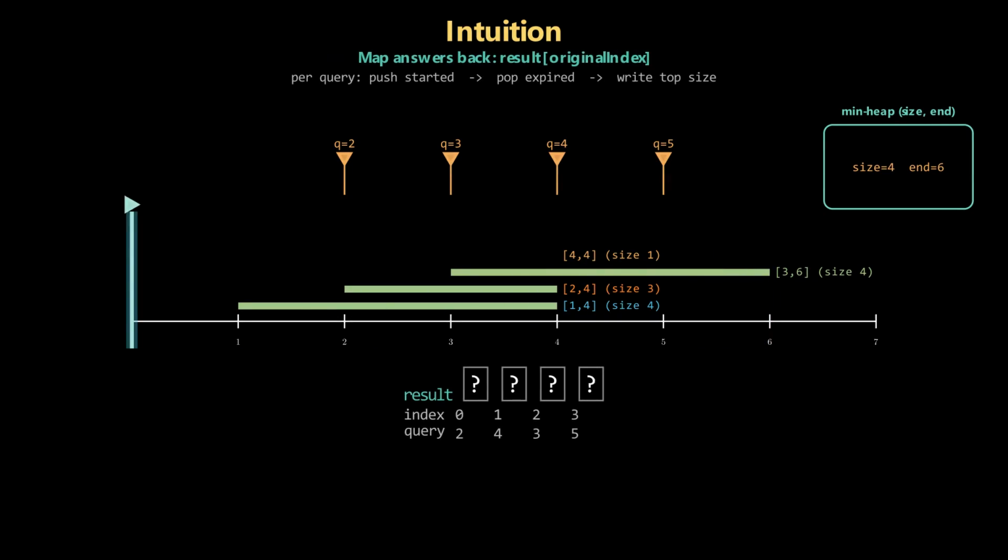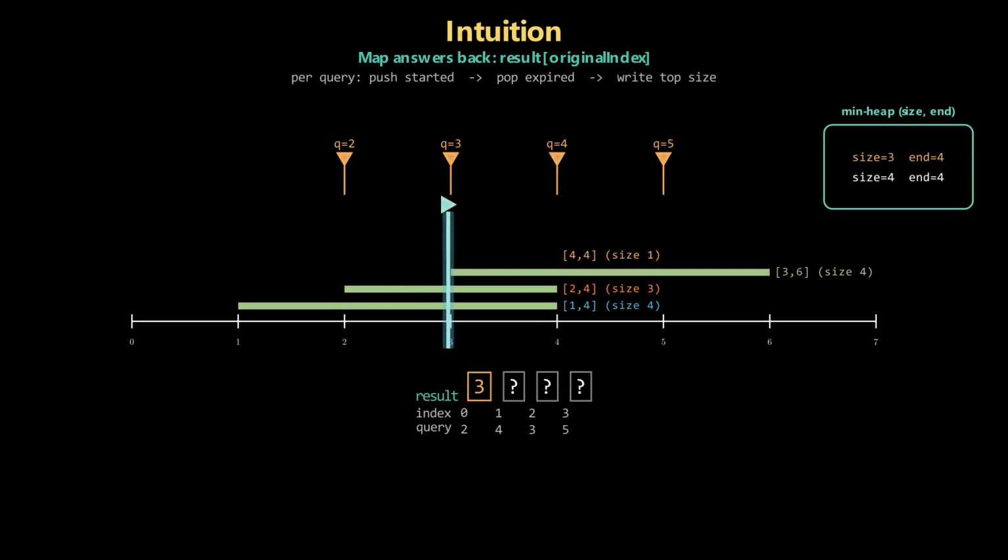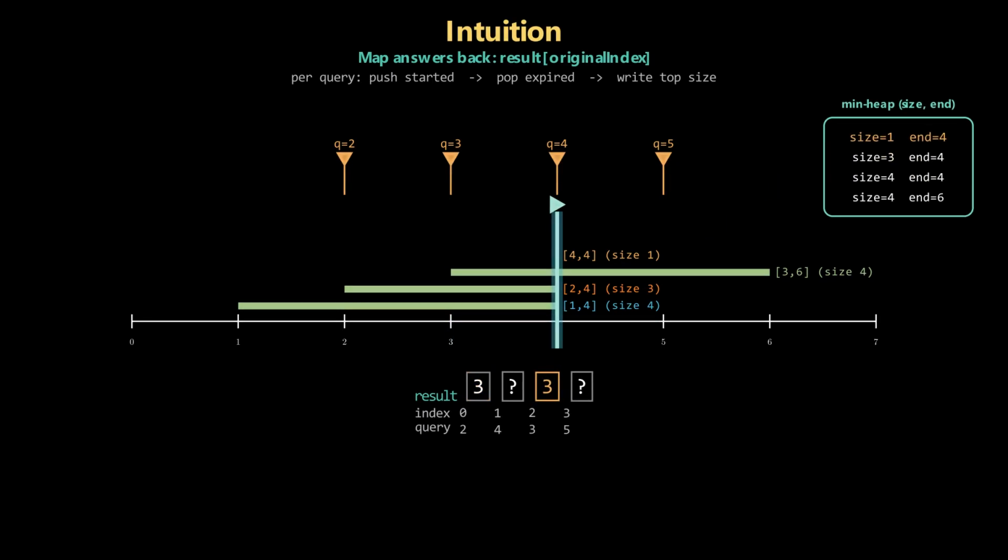Let's sweep the timeline again from the left. Same sweep line, now we record each answer in the results array as we hit every query. If the heap is empty, no interval covers this point, so we write -1. We turned an impossible intervals times queries bottleneck into a clean left-to-right timeline sweep.